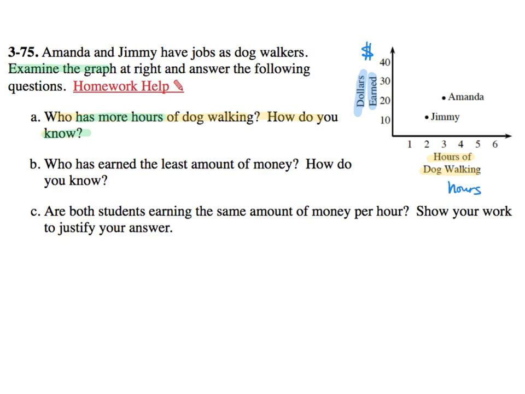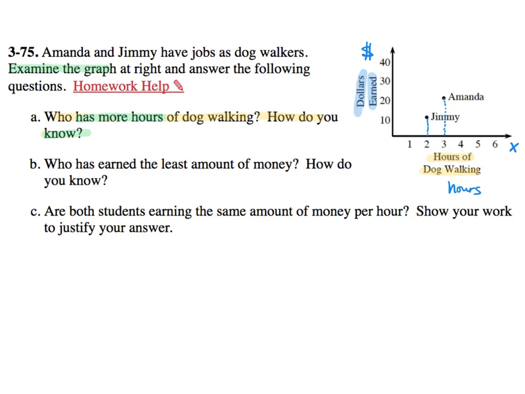So if I wanted to analyze it: who has more hours? Hours is on the x-axis. Comparing, Jimmy, going towards the x-axis, has about 2 hours and Amanda has about 3 hours. So who is larger? Go ahead and pause the video and answer that question yourself.